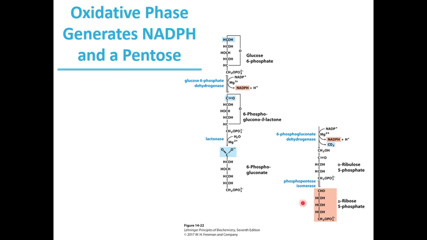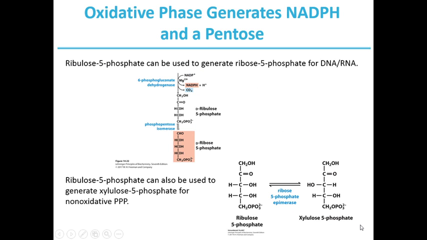Ribulose-5-phosphate is then converted to D-ribose-5-phosphate by the enzyme phosphopentose isomerase. Ribulose-5-phosphate has 2 fates. It can either be converted to D-ribose-5-phosphate, which is then used for making nucleotides, or ribulose-5-phosphate can be used to generate xylulose-5-phosphate. Xylulose-5-phosphate is an important intermediate for the non-oxidative pentose phosphate pathway.